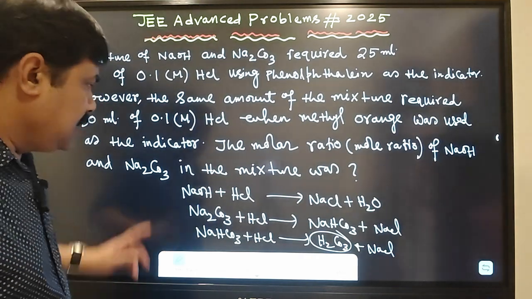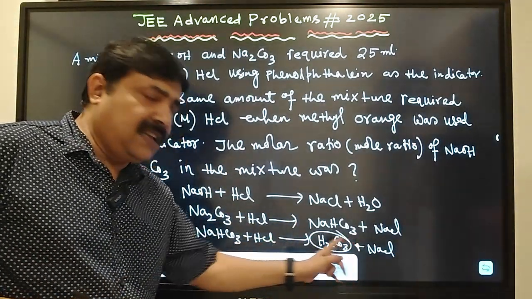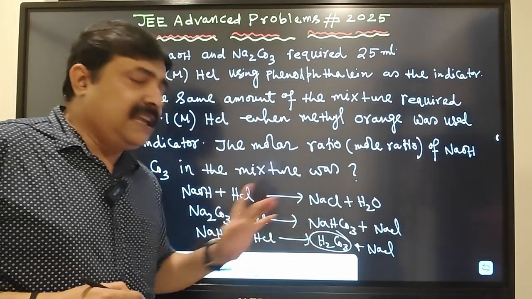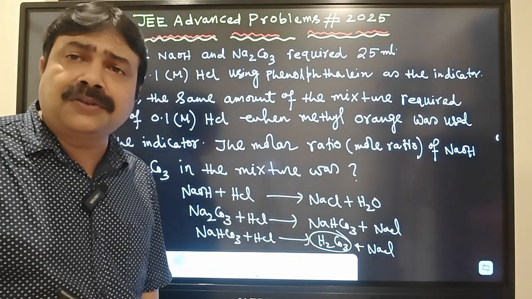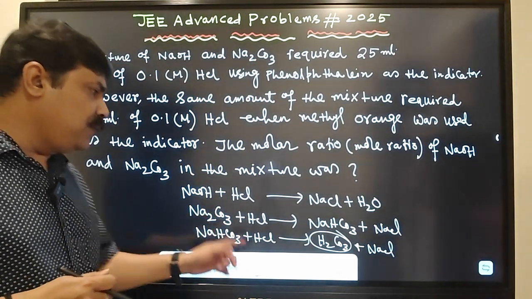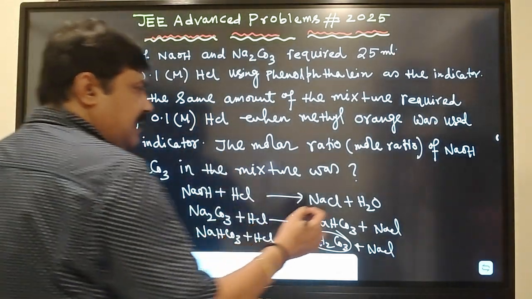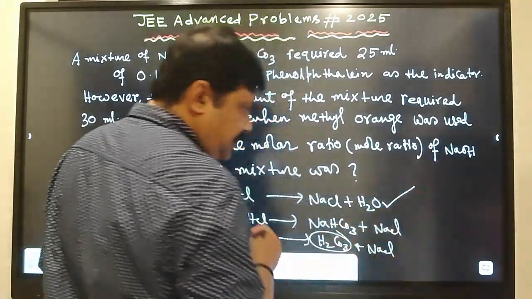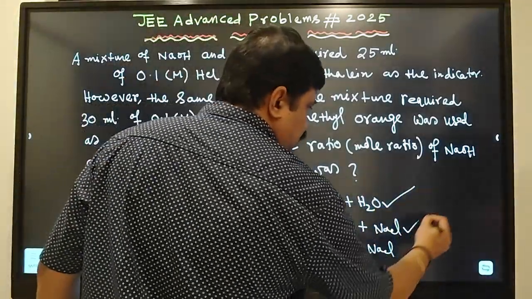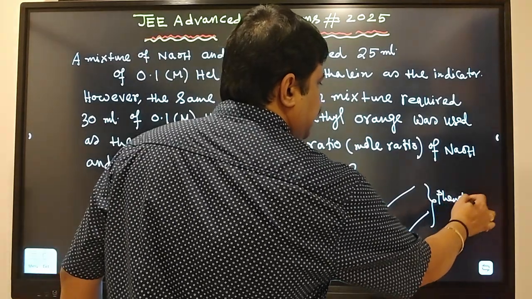So if you utilize phenolphthalein as the indicator, you cannot catch these reactions. Why? In acidic medium, phenolphthalein will not show the color change. So whenever you are utilizing phenolphthalein, you can catch only this reaction and this one. This is only for phenolphthalein acting as an indicator.